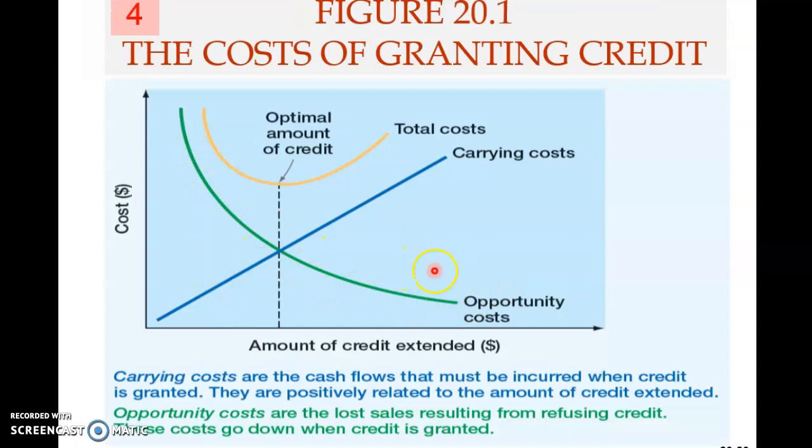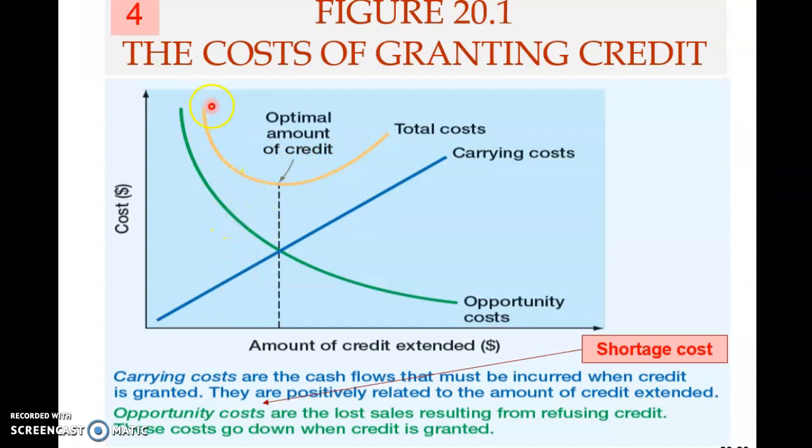This diagram tells you this is the opportunity cost or shortage cost. We call this shortage cost or opportunity cost. And this is the carrying cost. More receivables or more credit. This axis gives you the amount of credit given, or the amount of receivables held by the company, and this will be the cost. Now this yellow curve is the sum of this green curve and the blue line. So this is the sum. So this is the total cost curve. Total cost of these two.